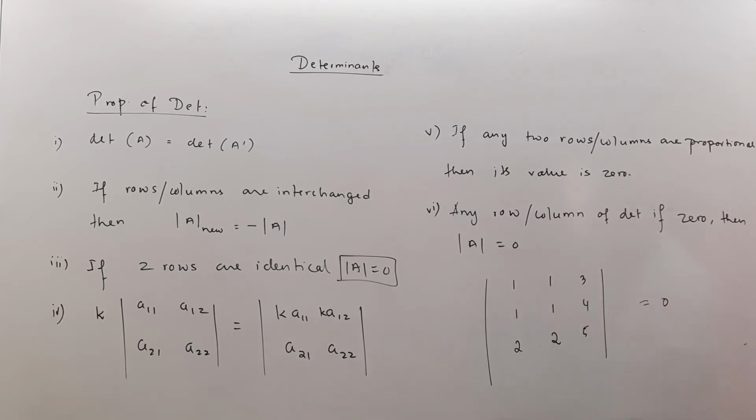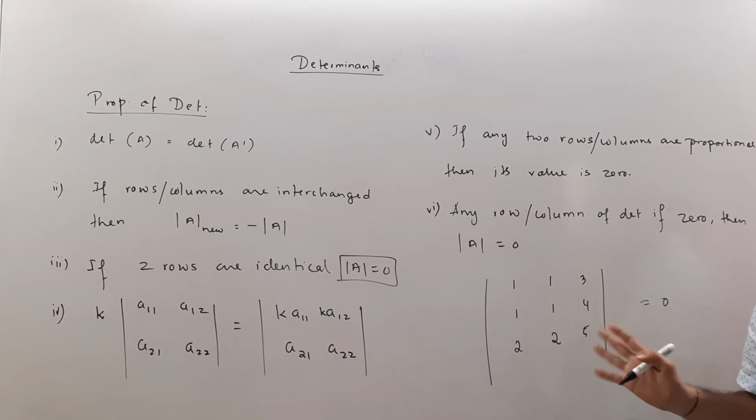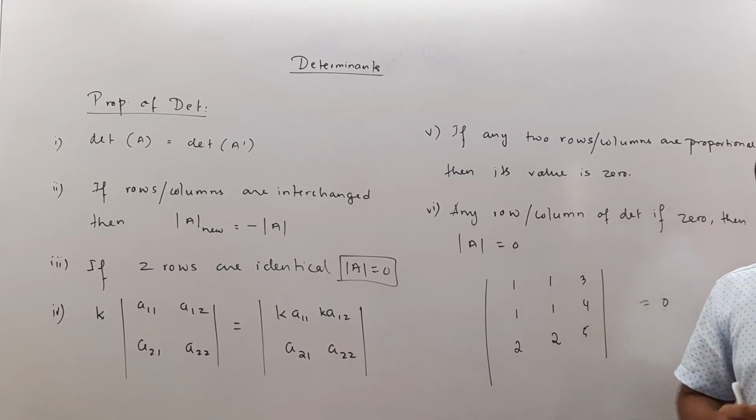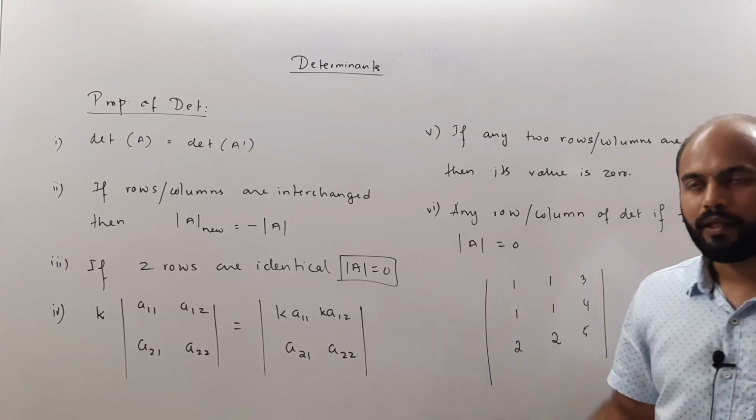So every time we come across such a situation, we don't need to calculate the value, because the property says that if the two rows or two columns of a determinant are equal, or identical, then the value of the determinant is going to be 0 for sure.